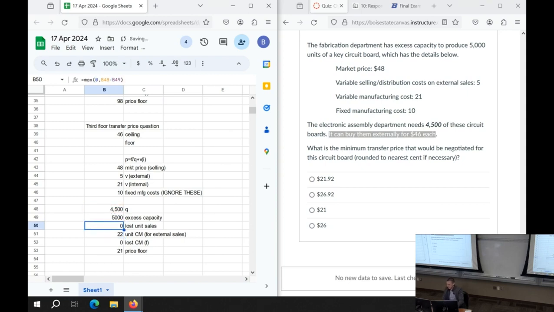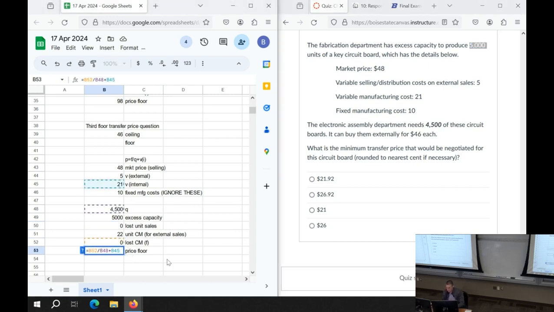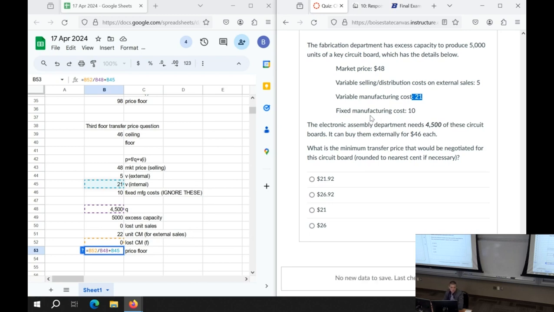There we go. So the idea is, since we have more excess capacity than they're demanding, I don't want a negative number here. So it can go down to 0 because we have no lost sales. They want 4,500. We have 5,000 extra capacity. We can completely fill their order. And so sure enough, the floor price is just the internal variable cost, $21. So I kind of jumped the gun, and that's the very same question I was hypothetically putting into the earlier.